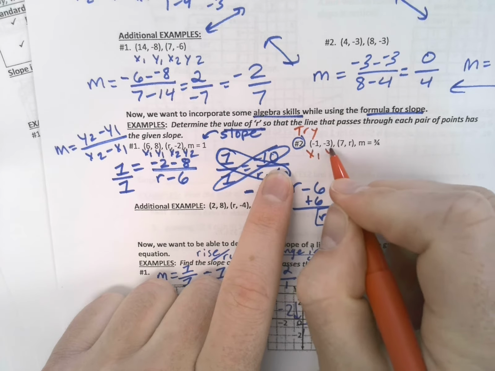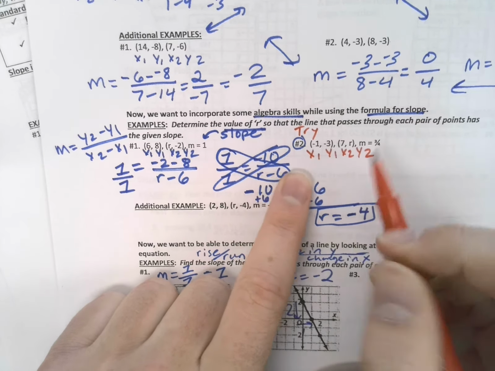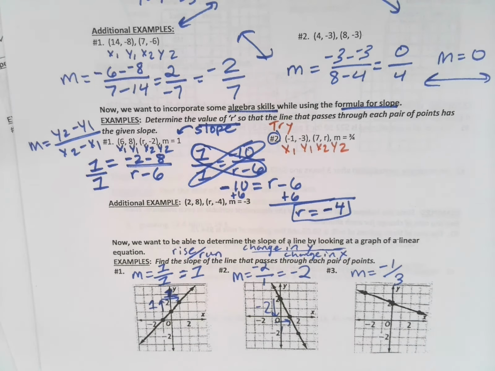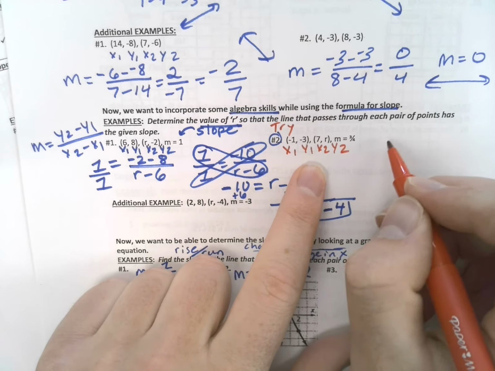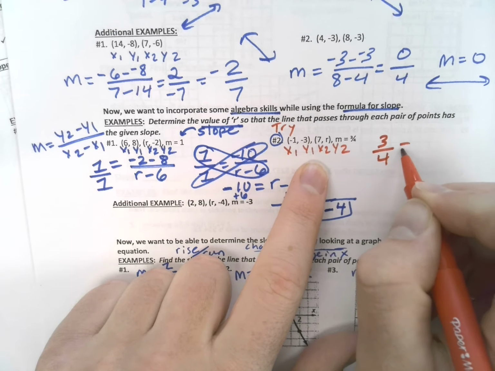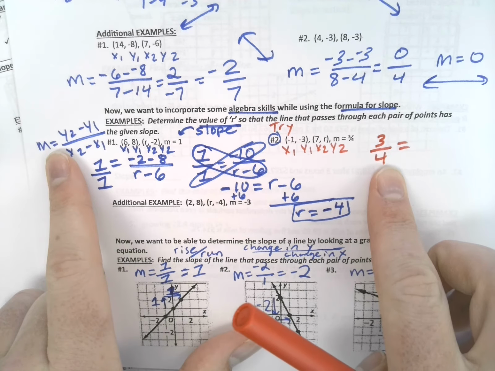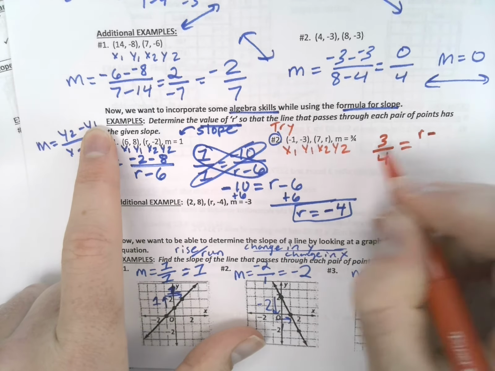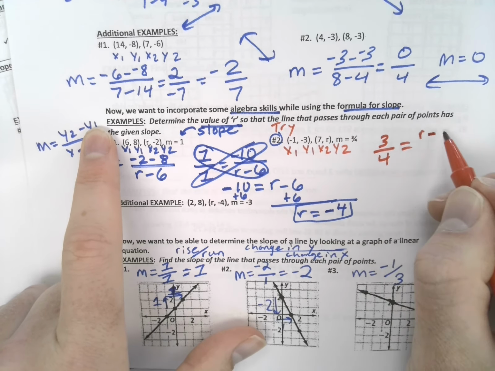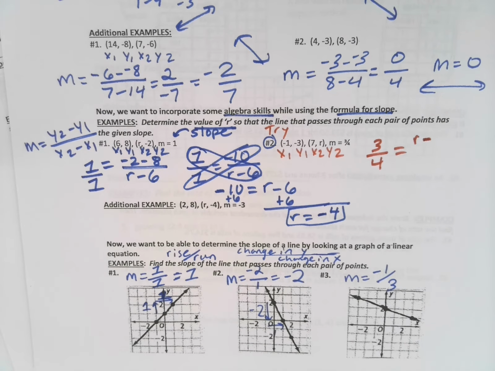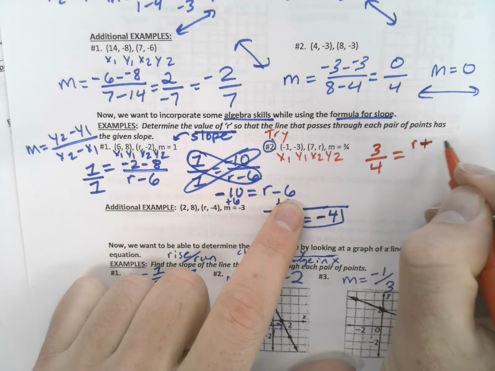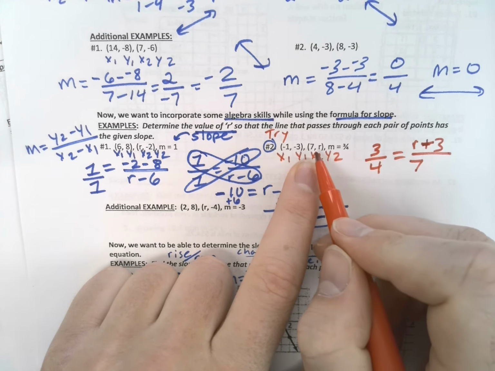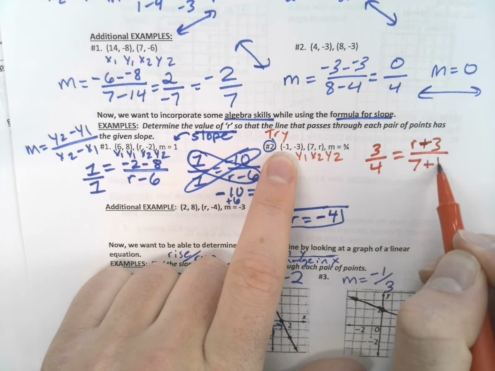First thing you need to do, label. Have you labeled yet? I'm not going to solve it for you, but I just want to help you set it up. M is 3/4 equals, that's our M, y2 minus y1. So that'd be r minus -3. Guys, what happens whenever you subtract a negative? It becomes a plus over x2 minus x1. Mary Beth, will the same thing happen on the denominator? 7 minus -1, that becomes plus.